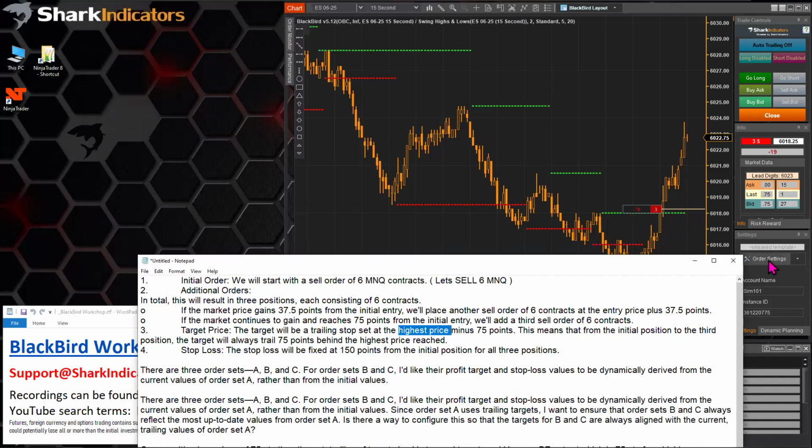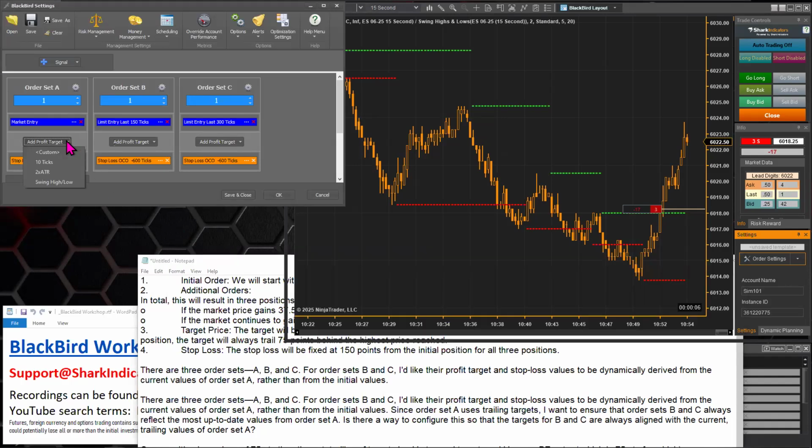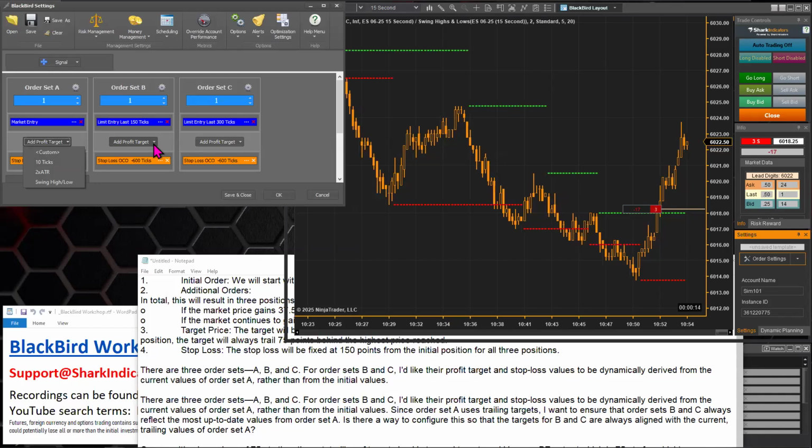All right, so let's open this up again. Let's set up our first profit target, and then once we get our first profit target in, we can copy the other profit targets. We can just copy this first one that we set up here. So we're going to use the swing highs and lows here, although.